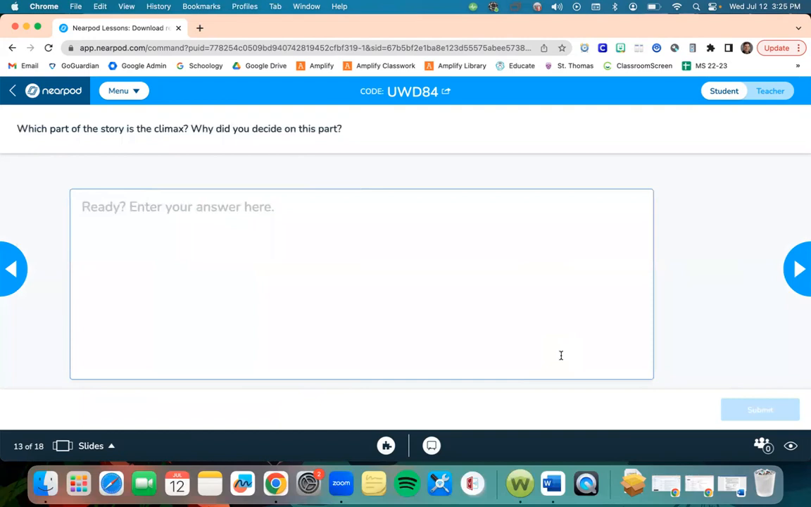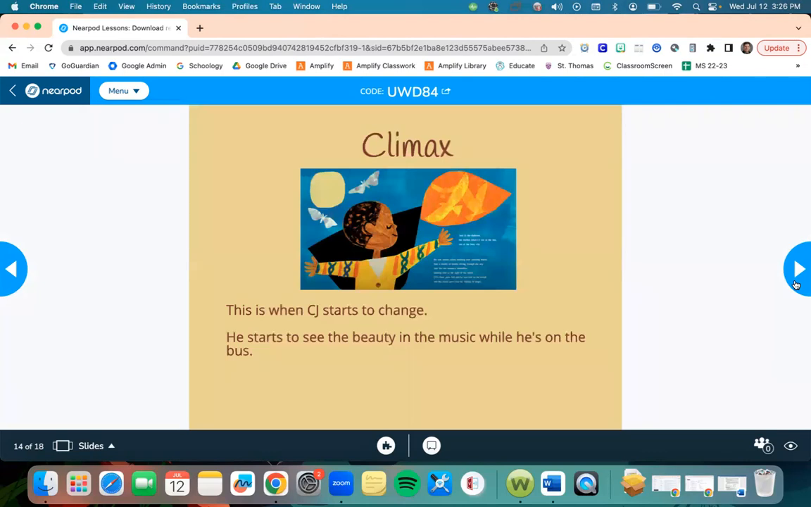Then, what is the story's climax? This is a tricky one for this story, because there isn't a lot of tension, but there is a moment when CJ has to make a decision, or maybe a moment of change for him. Students can discuss and type in their thoughts. For this one, I think it's important to talk together as a class. That moment of climax is when he's listening to the music and starts to see the beauty. What led up to this moment, and what's going to happen because of this next?